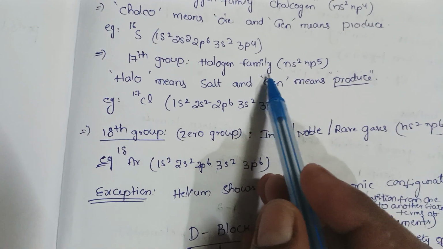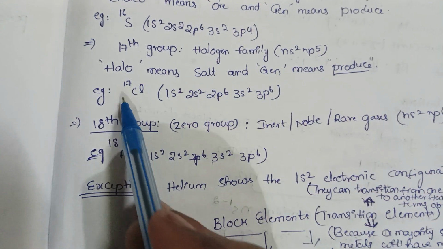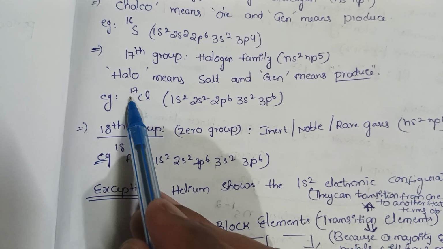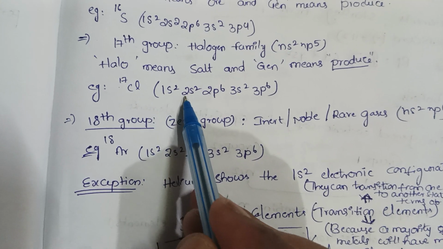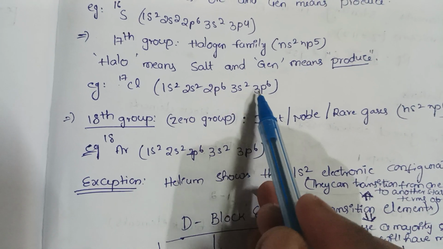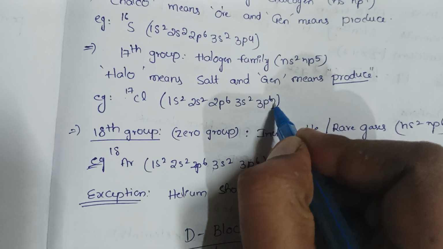17th group, halogen family, ns2, np5. Halo means salt, gen means produce. Chlorine's atomic number is 17. Its electronic configuration is 1s2, 2s2, 2p6, 3s2, 3p5.